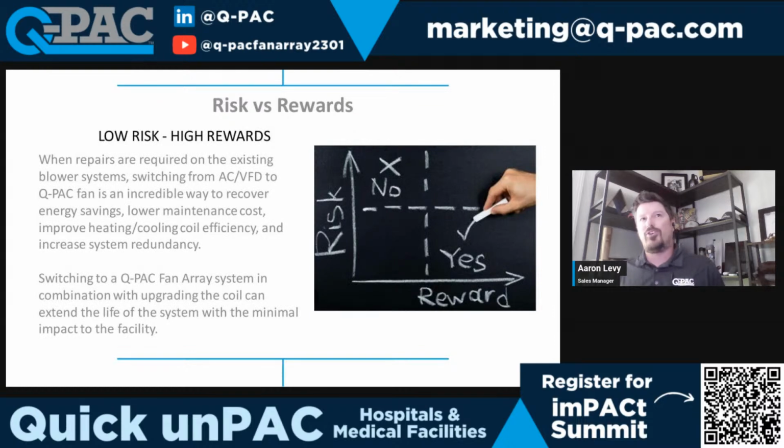And we talk about risk versus rewards. When a system fails like an existing double width, double inlet blower or a vane axial or something like that, when those things go down, the impact cost to that building is immense. It's not easy to move people from one side of a building to another or to reschedule surgeries. This hits their bottom line. It just really creates a bottleneck. And being able to eliminate that with a Q-PAC system, there's no risk.